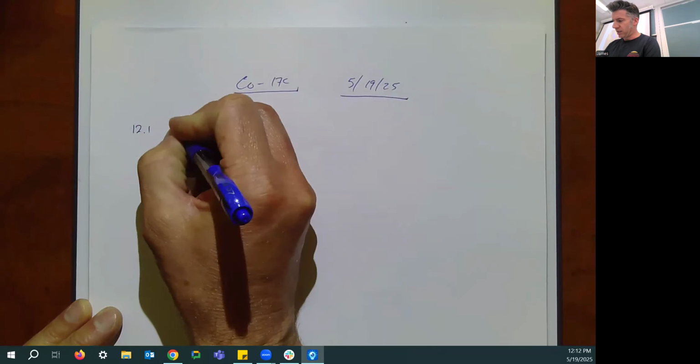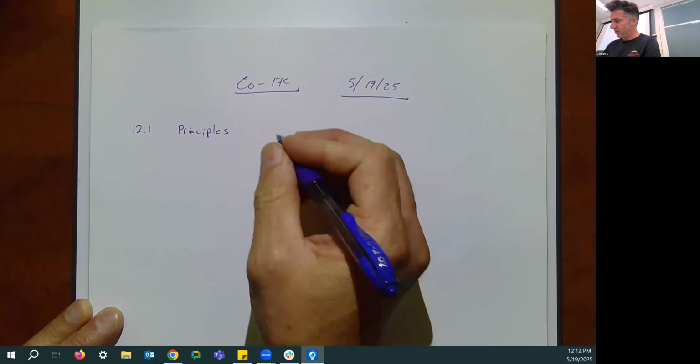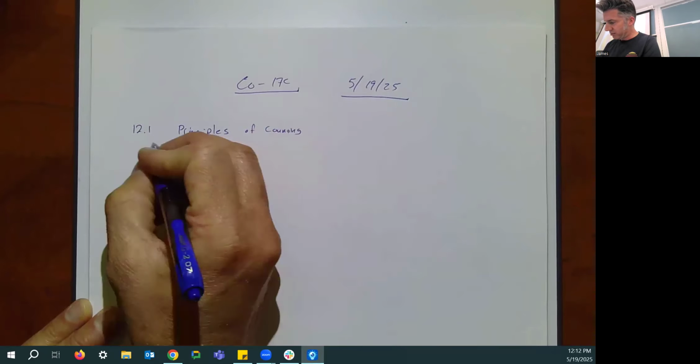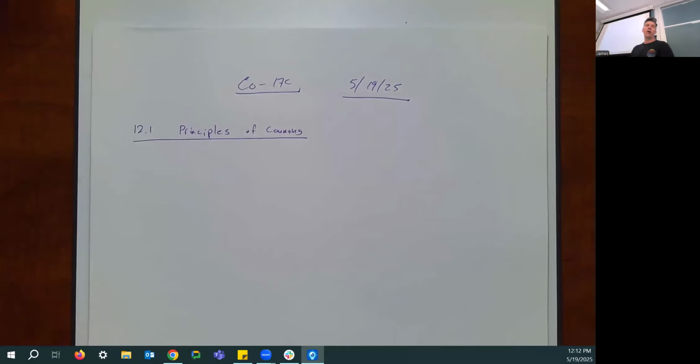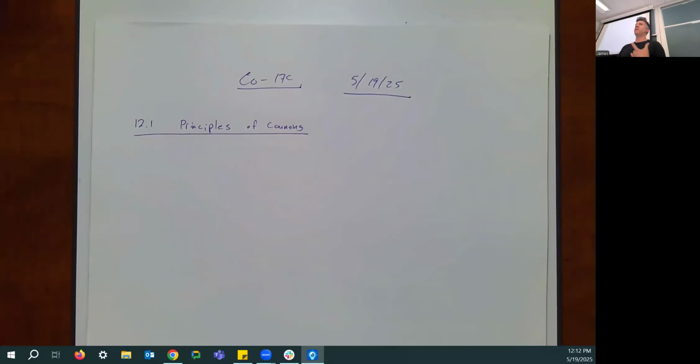12.1, which sounds like an innocuous idea here, principles of counting, right? How hard could it be to count stuff? Well, it can be challenging. There's a few rules we'll talk about, but a lot of these ideas really are based on reading well. You have to read the thing well, understand what's actually being asked to then be able to even think about how to answer the question.